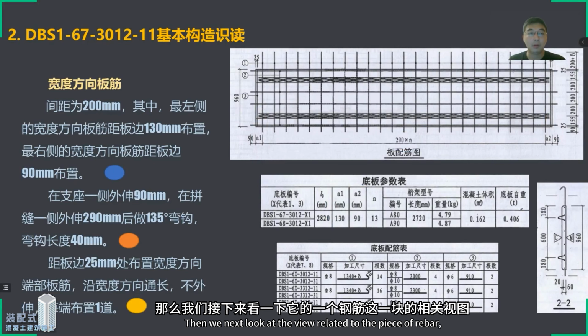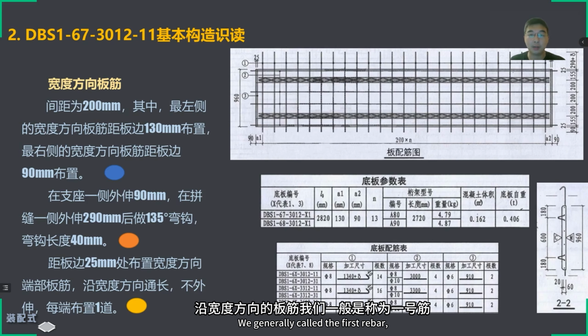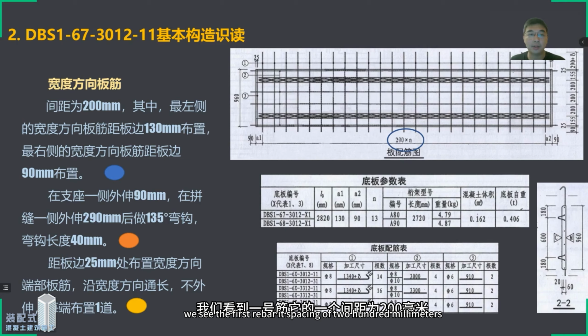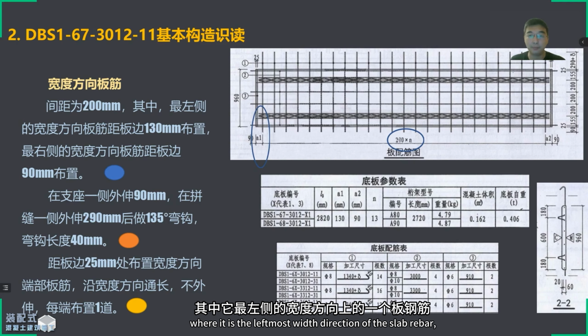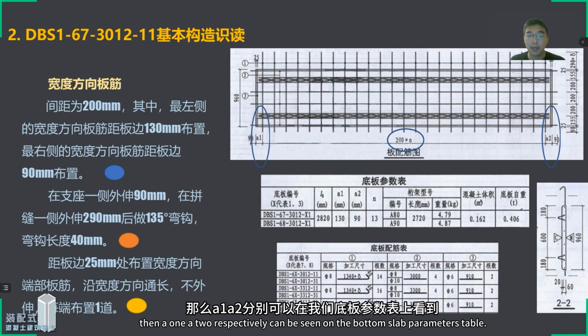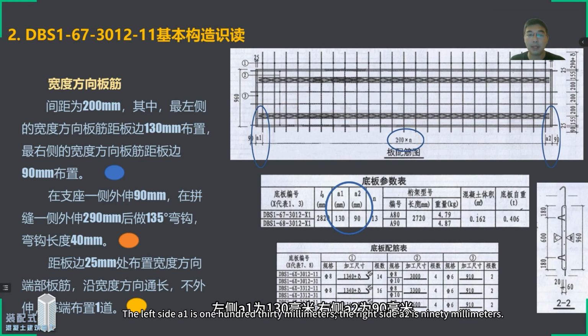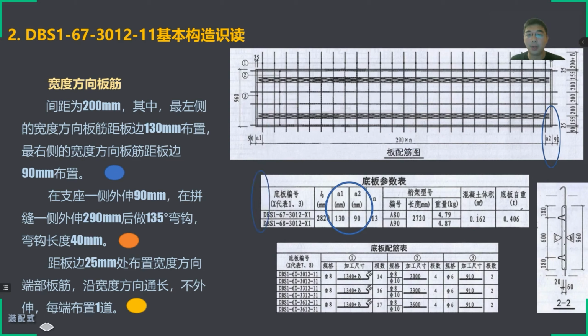Then we next look at a view related to the piece of a rebar. Then, the first is a slab rebar in the width direction. We generally call it the first rebar. Through the drawing above, we see the first rebar has a spacing of 200 mm, where it is the leftmost width direction slab rebar. The distance from the edge of the slab is indicated as A1. The right side is indicated as A2, then A1, A2, respectively, can be seen on the bottom slab parameters table. The left side, A1, is 130 mm. The right side, A2, is 90 mm.